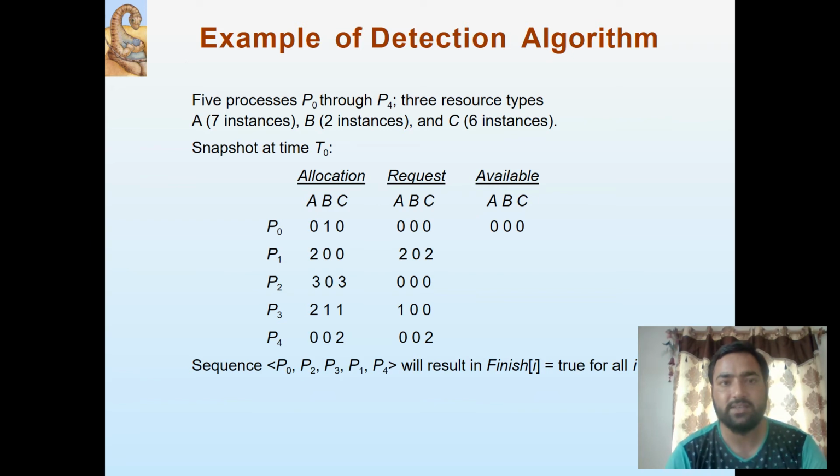So this is the example where 5 processes P0 through P4 are there, with 3 resource types A, B and C: A with 7 instances, B with 2 instances and C with 6 instances at a particular time T0. So we find a sequence P0, P2, P3, P1 and P4 that will result in finish equal to true for all i in the system.